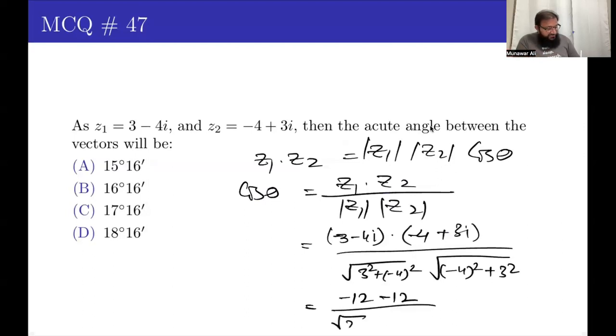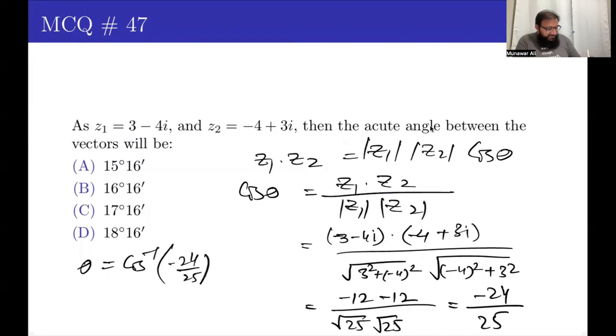And this is square root of 25 and square root of 25, and the numerator is negative 24. Square root of 25 is 5, and 5 times 5 is again 25. So theta is cosine inverse of negative 24 by 25. So here you will get some sort of angle, but you want the acute angle, so you have to subtract that angle from 180 degrees.